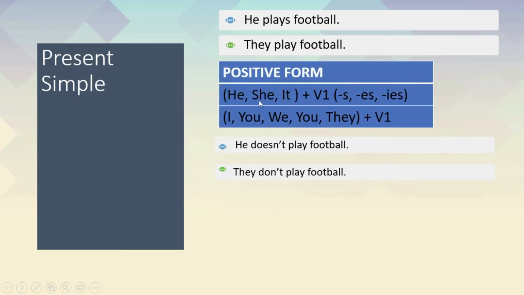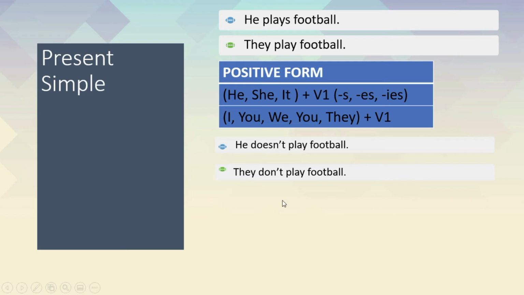Now, the positive form: he, she, it, plus verb with s, es, or ies, just like we have here. He plays football. And I, you, we. We have you here because we can have you in singular or plural. And they goes with the base form of the verb without adding s to it.